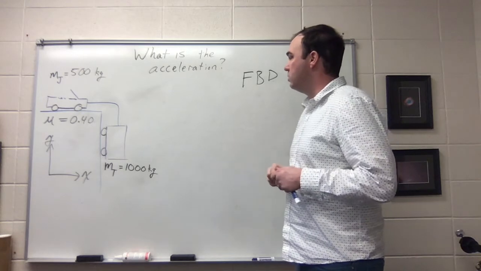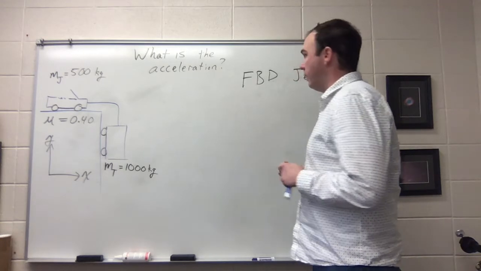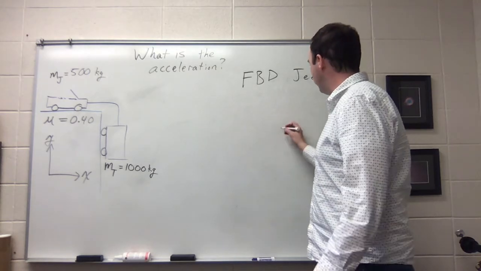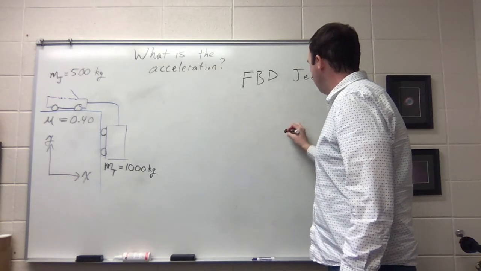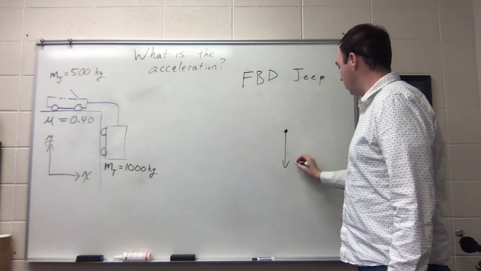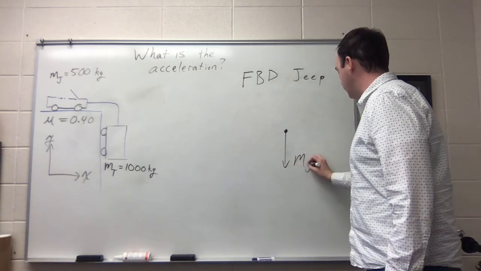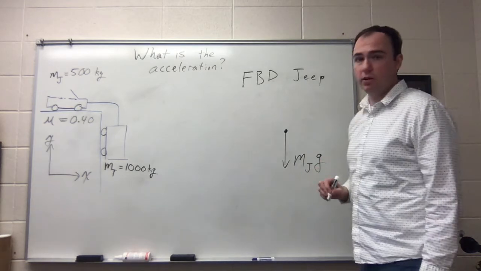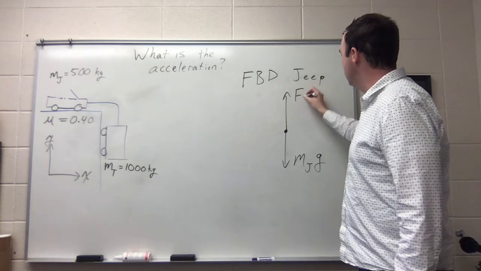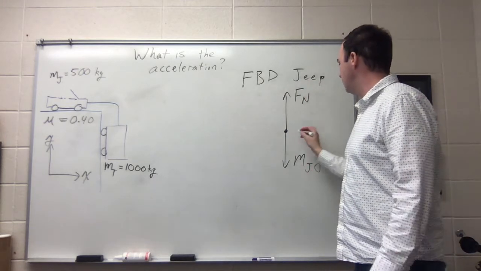So the first thing that we want to do is set up our free body diagram. So for the Jeep, we have here, we can make our dot. So we're going to have gravity pointing down, and I'll go ahead and label that as mass of the Jeep times the acceleration due to gravity, g. We've got the normal force pointing up.